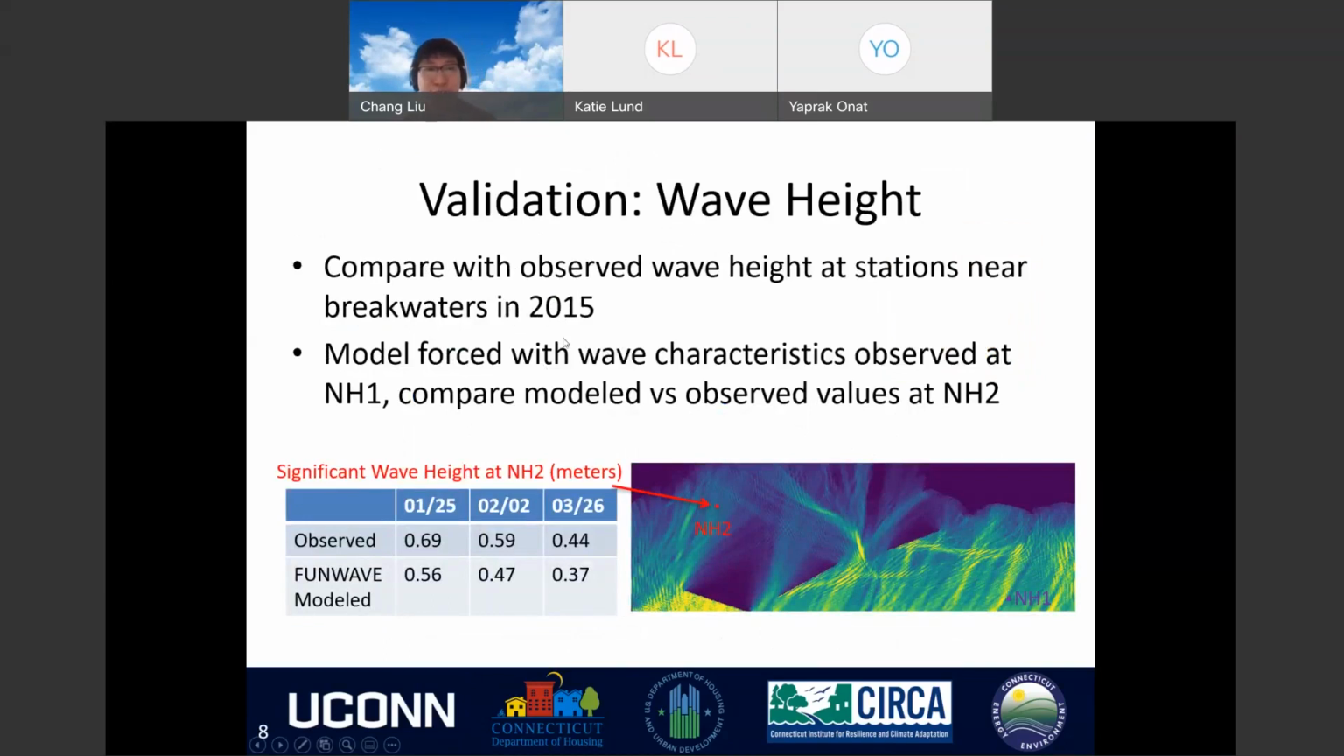So in the year 2015, 2 ADCP instruments that measure significant wave height were deployed in front of and behind the New Haven breakwaters. So we set up FUNWAVE simulations that used the measured wave characteristics observed at NH1 to force the model, and then we compared the observed and the modeled wave height at NH2. As you can see, the numbers are in agreement, indicating that the model physics of nearshore wave dynamics, including wave propagation, refraction, and diffraction, are validated.